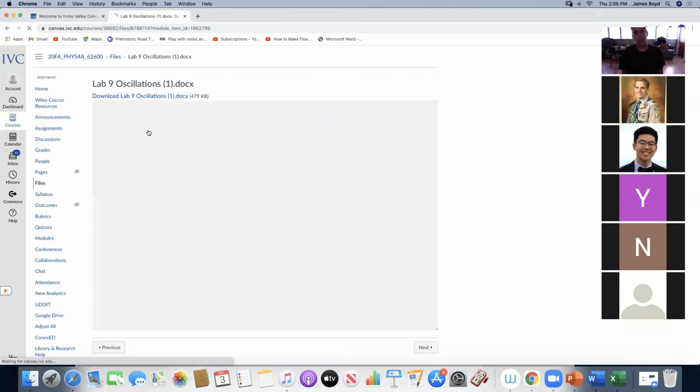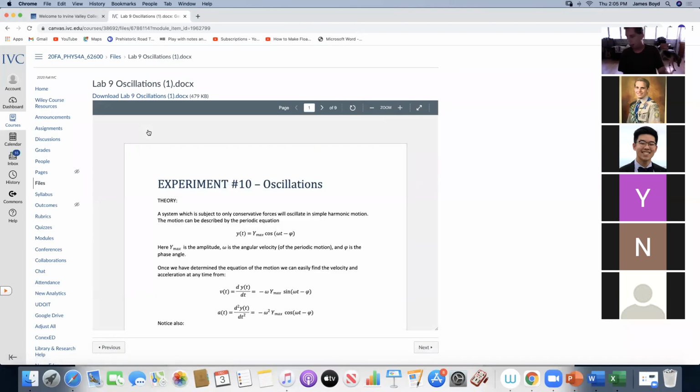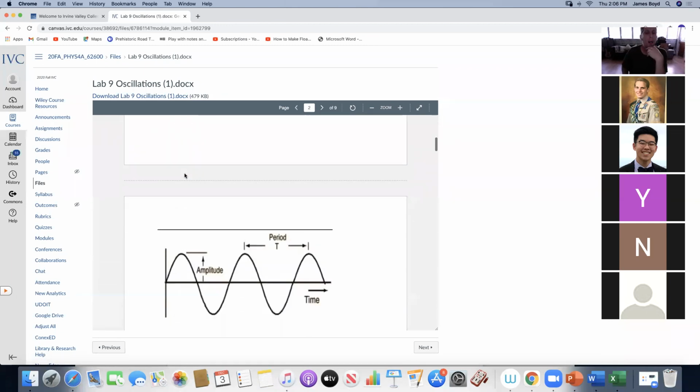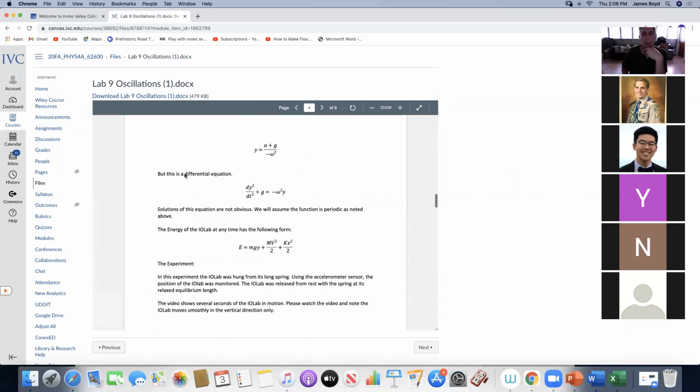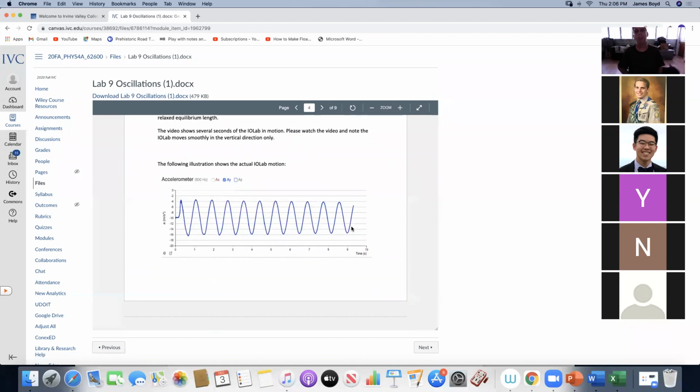So what I did for this lab is I took my IOLab, and using the long spring, if you anchor it somewhere and pull it down and let it go up and down. Obviously with my hand, it's not doing it as well as it should, but what ended up happening is you get this really nice sinusoidal curve of the motion, of the acceleration.